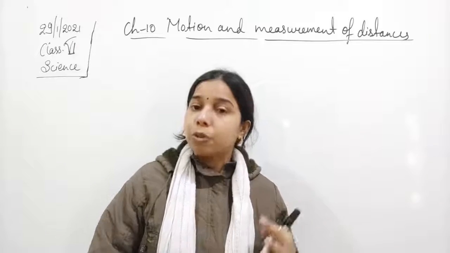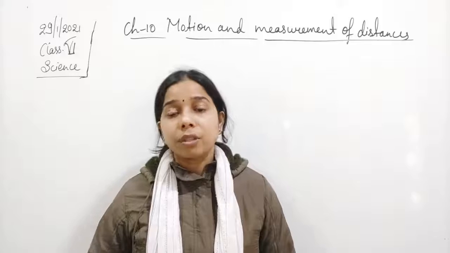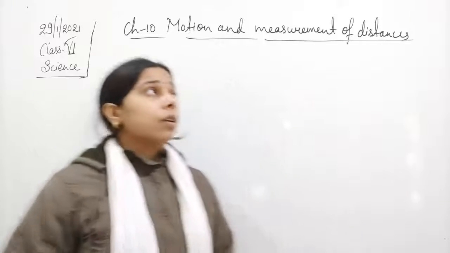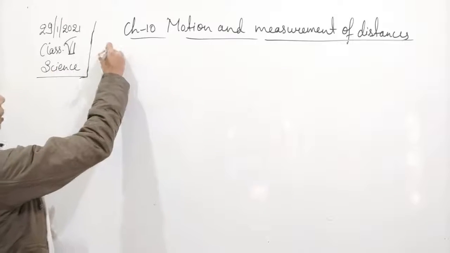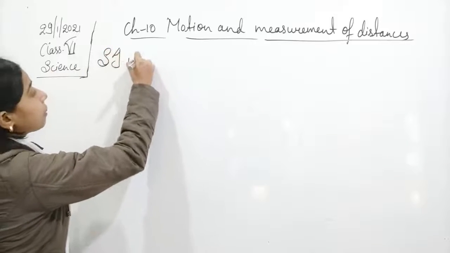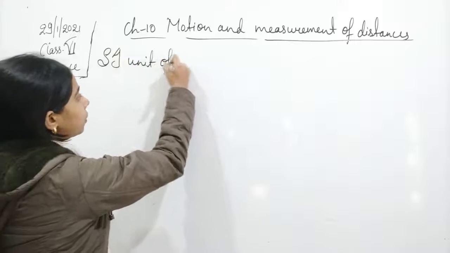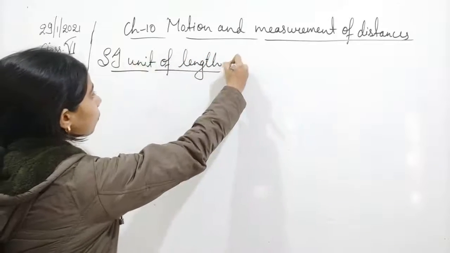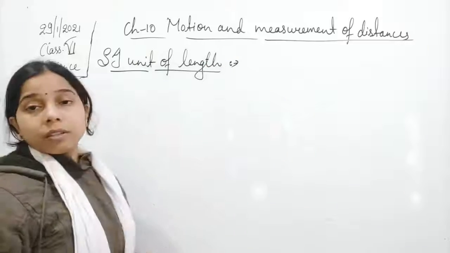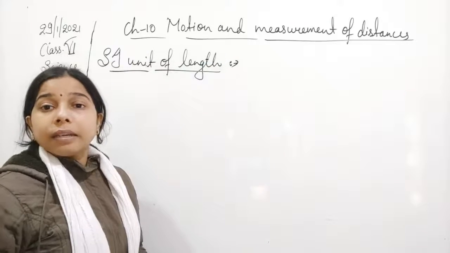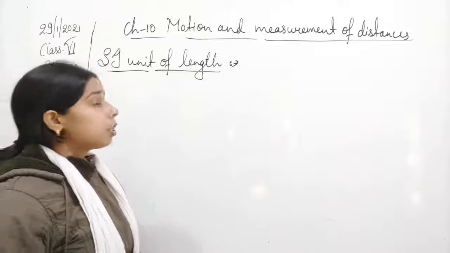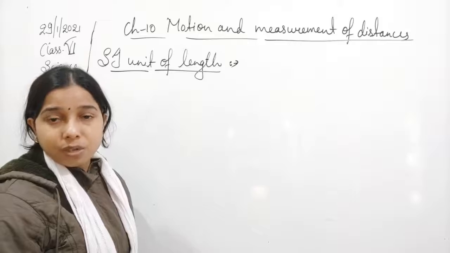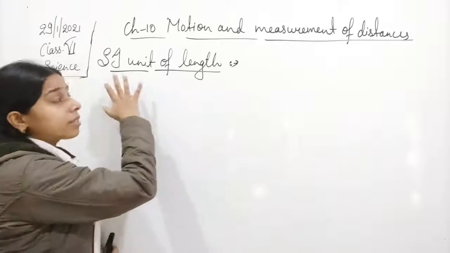So it is better to use the standard unit rather than using the traditional method of measuring length. For that, we should know the standard unit, which is represented by the SI unit. SI is the International System of Units. It means the unit which is accepted by everyone, by every country. So this is a kind of standard unit.